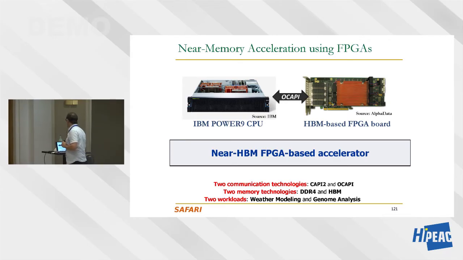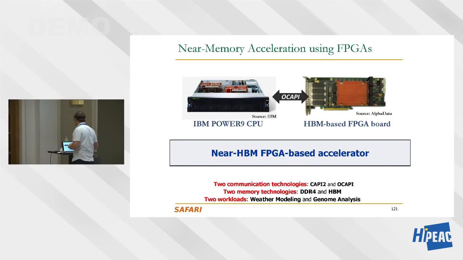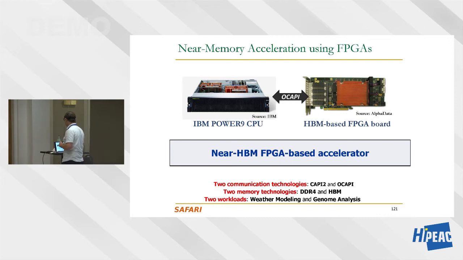Essentially, IBM had a flexible interface called OCAPI, which is very similar to CXL today. With some differences, but no fundamental differences from my perspective. It's a flexible interface that can enable you to offload things to stuff that's far away from the CPU. And one of the things that you could offload things to was an FPGA board with high bandwidth memory attached to it.